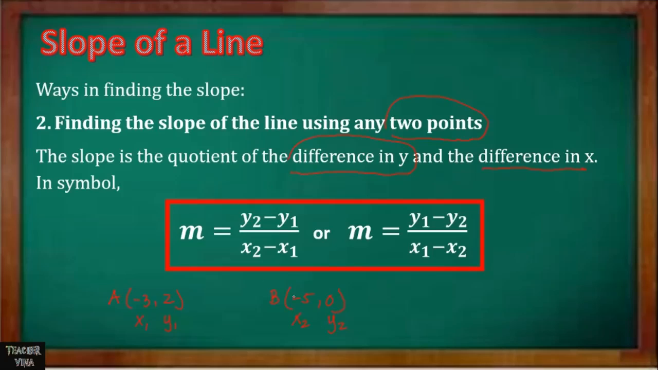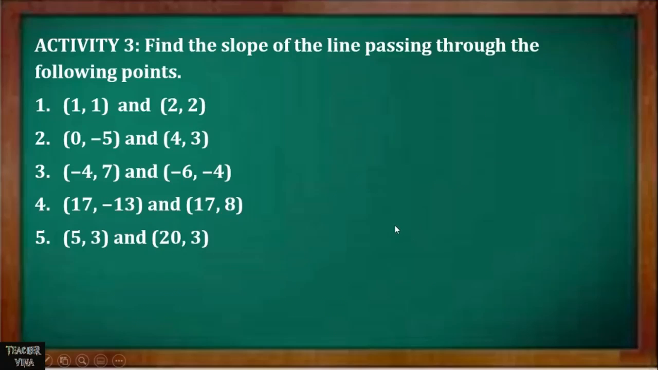Okay? So, isa-substitute lang natin ito doon sa given formula. Okay? So, pwedeng ito yung piliin yung formula. Parehas lang yan. So, we have m is equal to y sub 2 minus y sub 1 over x sub 2 minus x sub 1, or ito, y sub 1 minus y sub 2 over x sub 1 minus x sub 2. Now, in this activity, we need to find the slope of the line passing through the following points.